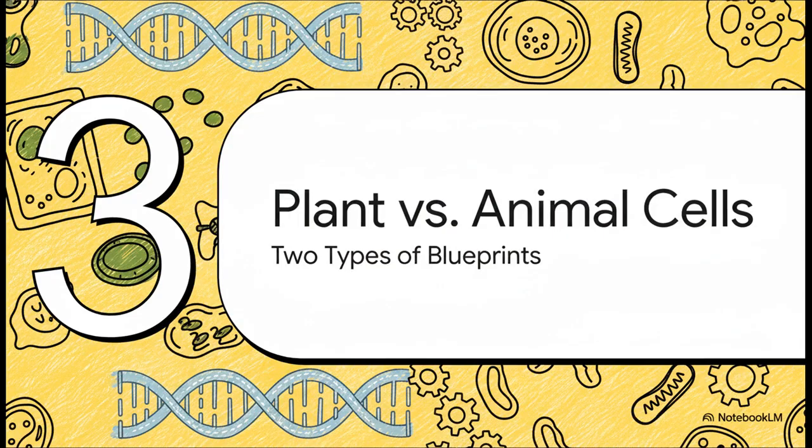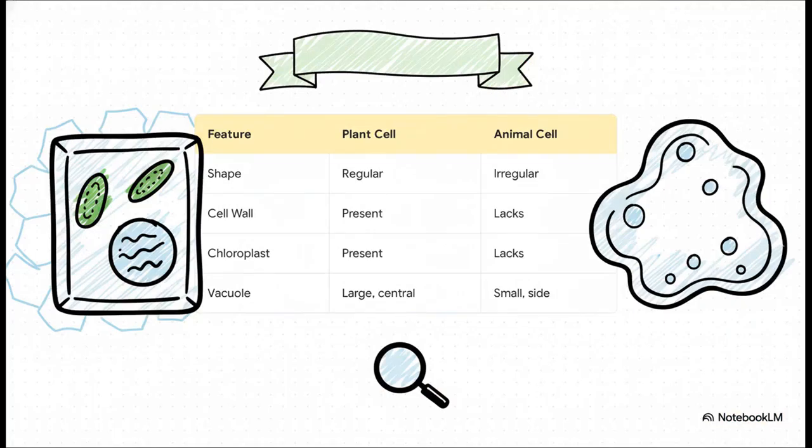All right, so now that we've met the main crew, let's check out two different types of factories. Because while they share a lot of the same departments, plant cells and animal cells are actually built from slightly different blueprints. Let's break down the big differences.